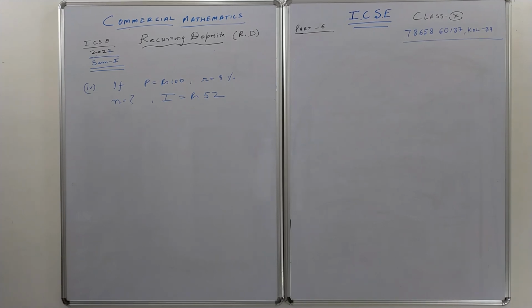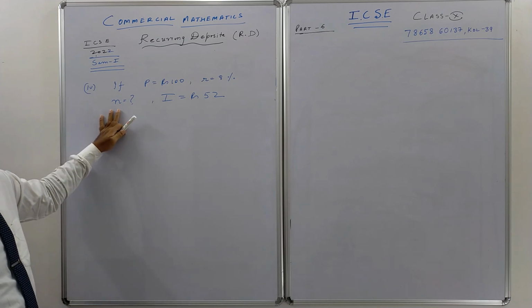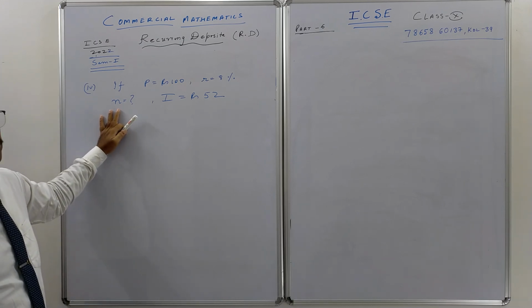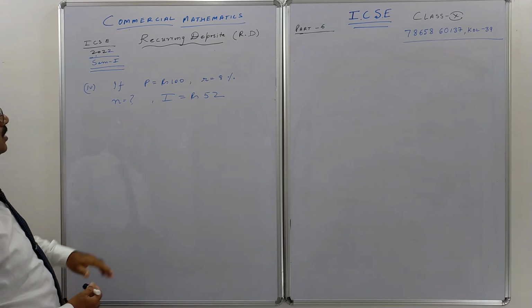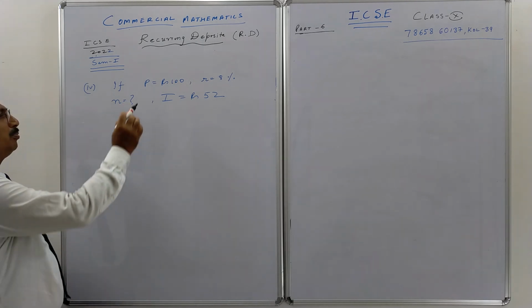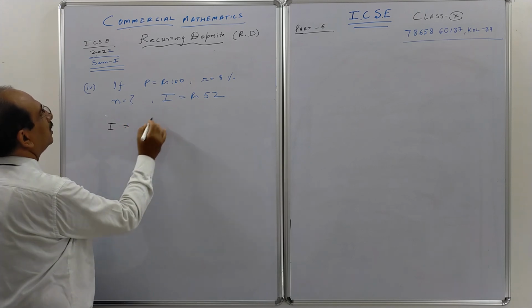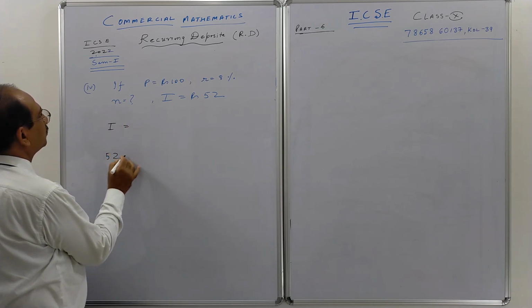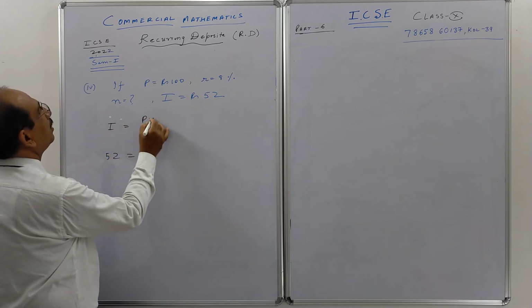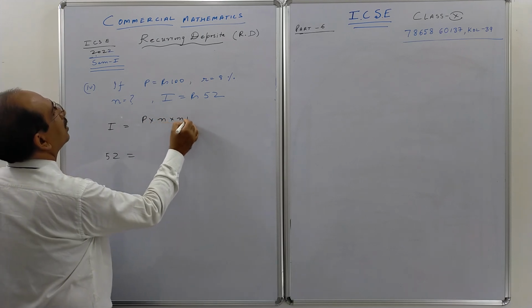So we move on to the very last part of this question, which is semester 1, part 2. We have to find the time, children. Okay, I have a separate video, but let's see how we do. So there is a new situation. Let P be 100. Okay, I is 52 rupees, 52 equals P into n into n plus 1.